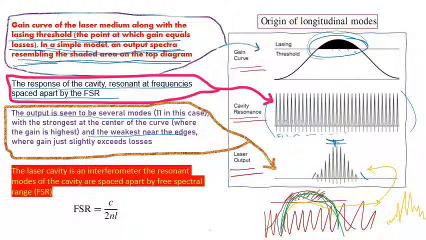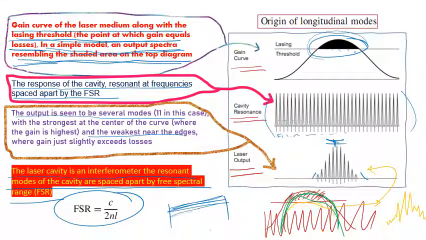So the laser cavity is like an interferometer, and the resonant modes of the cavity are spaced apart by the free spectral range. This is the formula. We can find the spacing of the modes with the FSR, which is c over 2nL. So this is how things are working.